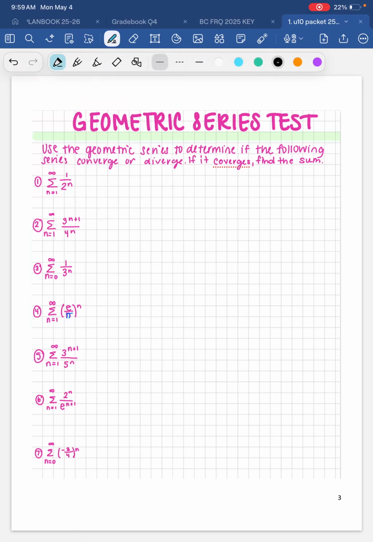So the next set of videos I want to do is on the different types of tests for convergence and divergence. And the first one I want to start with is the geometric series test. So let's just quickly go over the conditions.